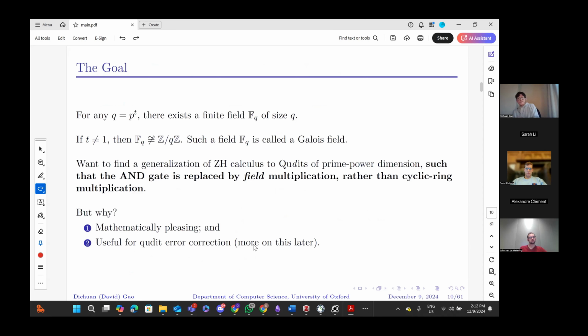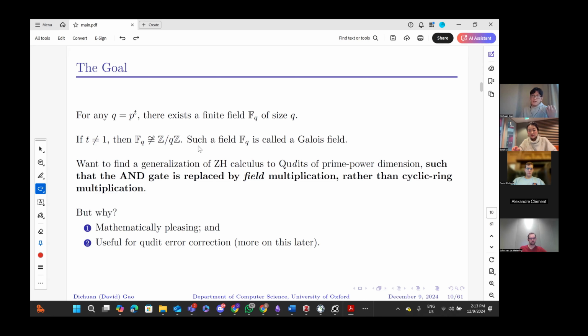And the answer is there is. So for any q which is a power of a prime, we know that there exists a finite field F_q of size q. And so when t is not 1, in other words, when q is not prime, then this field F_q is not isomorphic to the cyclic ring. And such a field is called a Galois field. So Galois theory is a theory that people generally use to understand such fields.